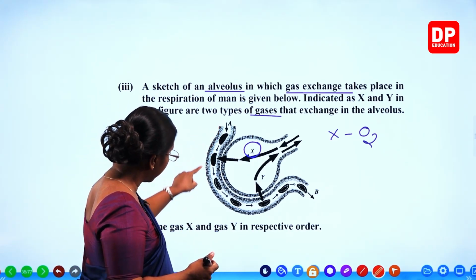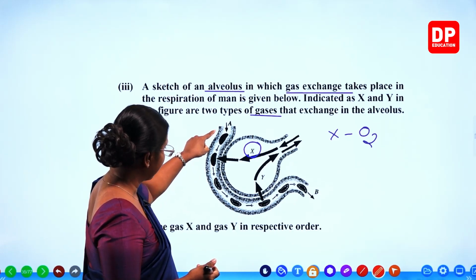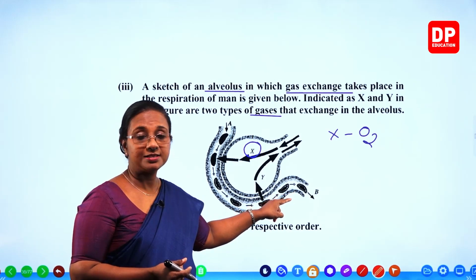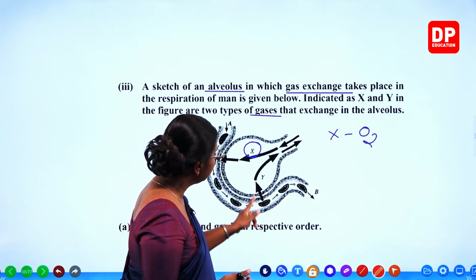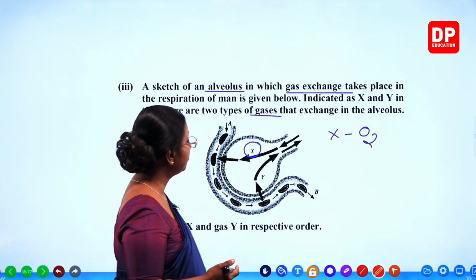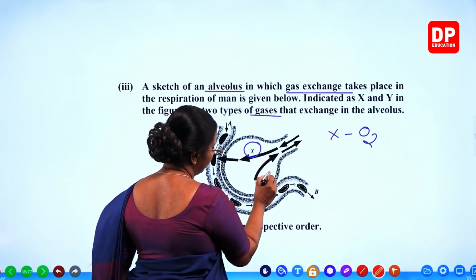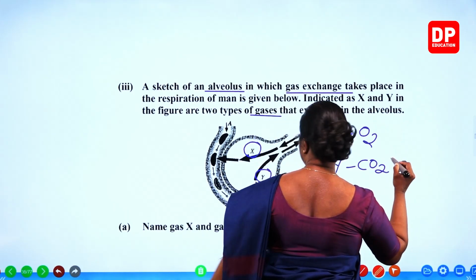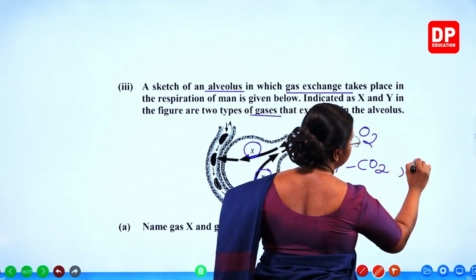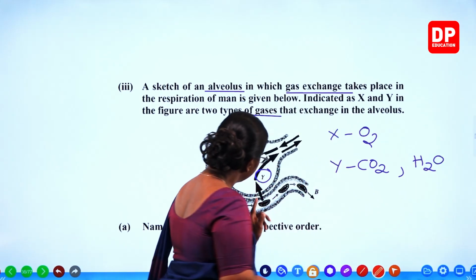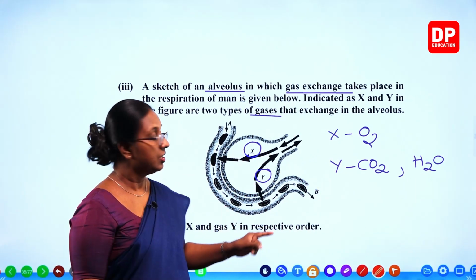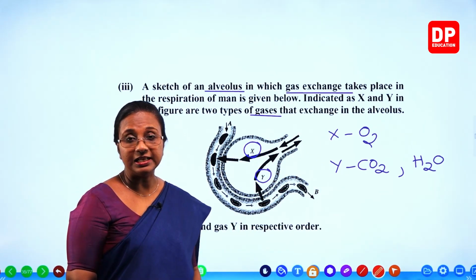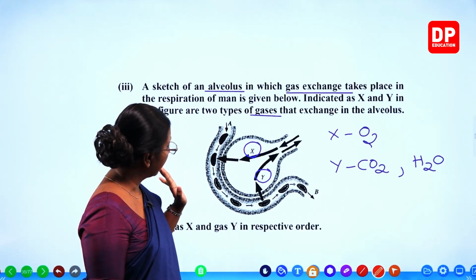So both are there in this blood vessel, blood capillary. They are high in carbon dioxide as well as there is water content. So the carbon dioxide diffuses into alveolus. So here Y has to be carbon dioxide and water. Both diffuse into the alveolar sac, so that can be released with the exhaled air. Is that clear? So that is the information that you can get from here.